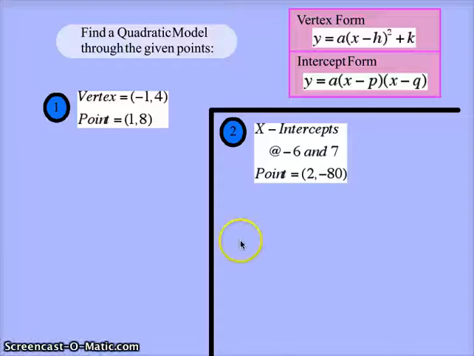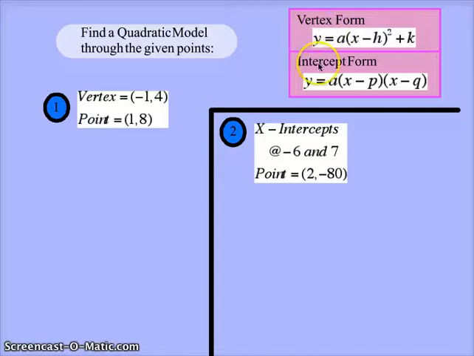In this video, our goal is to take information such as a vertex and a point, or a couple of x-intercepts and a point, and find a quadratic model that would fit those points. Very similar to when we've taken 2 points previously and found the equation of a line. Now we're going to be finding the equation of a quadratic.